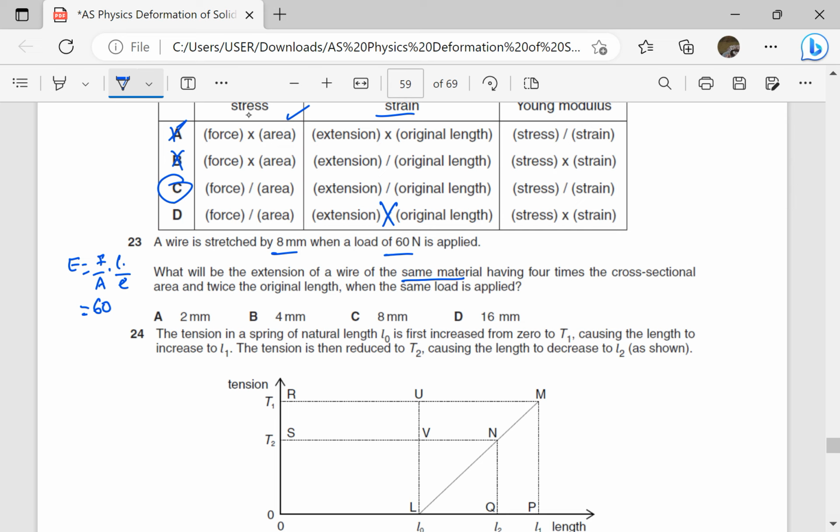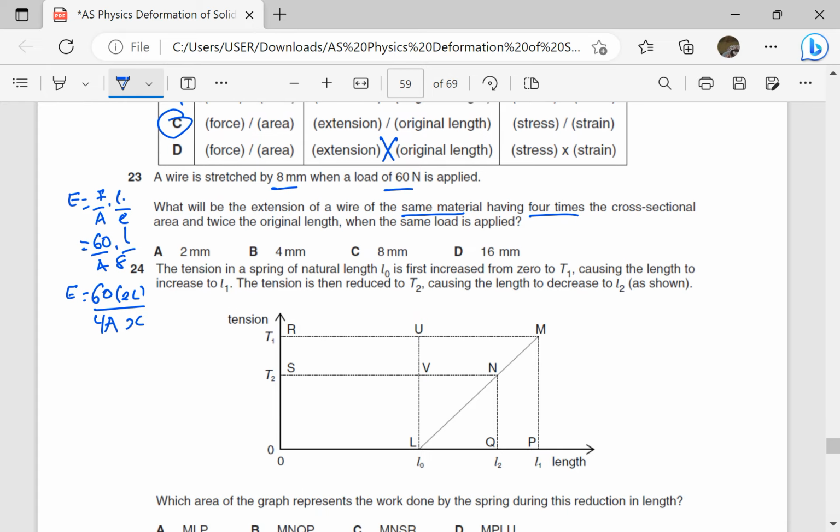What will be the extension of a wire of the same material having 4 times the cross-sectional area and twice the original length? So let the first wire have 60 over the area A times the length L. Extension is 80 millimeters. And for the second wire, Young modulus is going to be, remember it is the same material. For the second wire, force is 60. Original length is twice L. Area is 4 times. So area is going to be 4A times extension, which is going to be X. So we equate these two equations and find what X is.